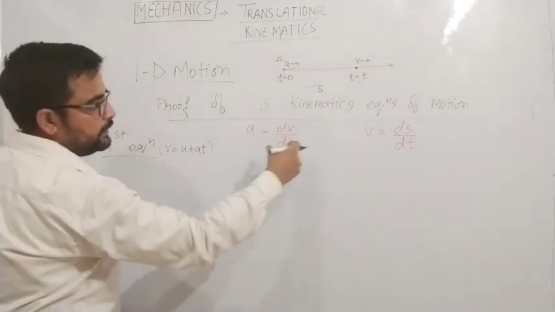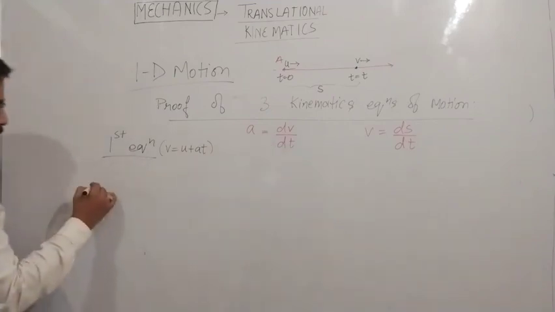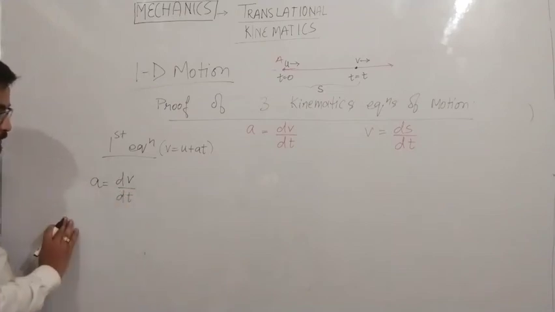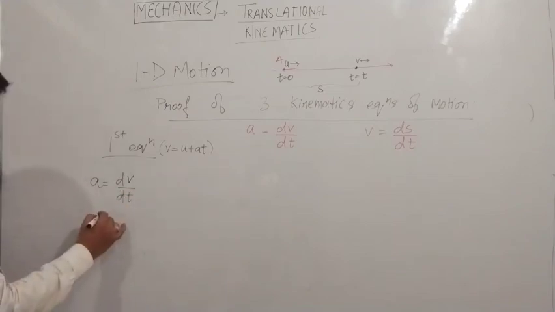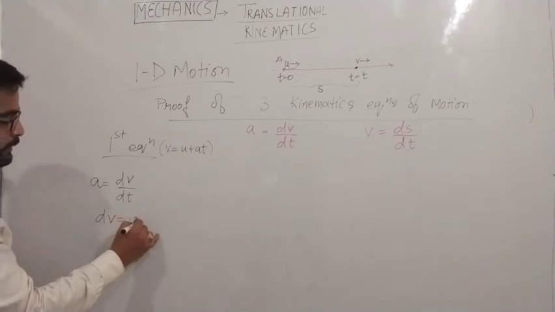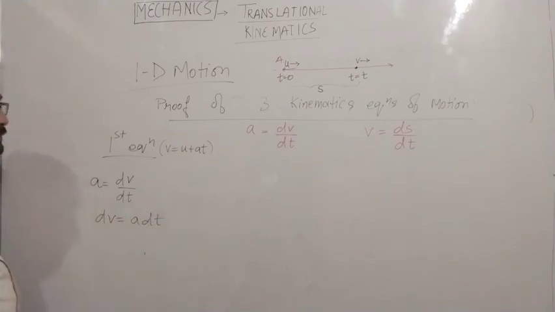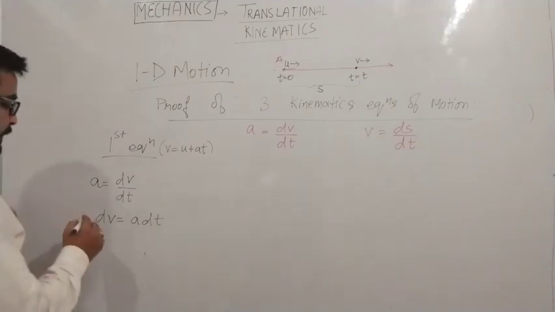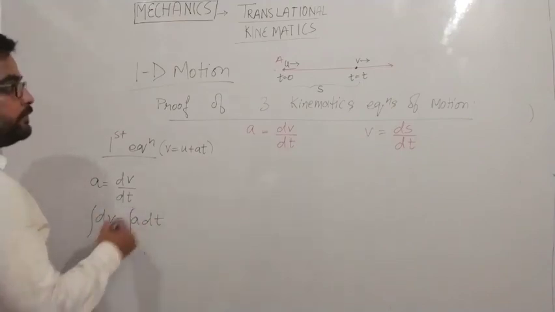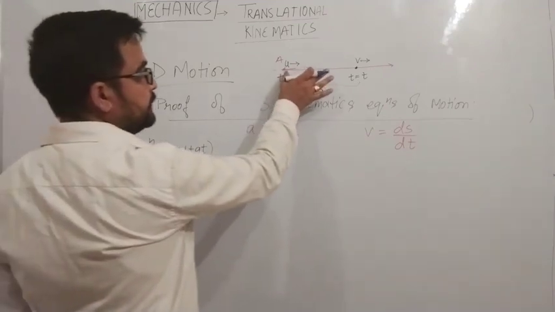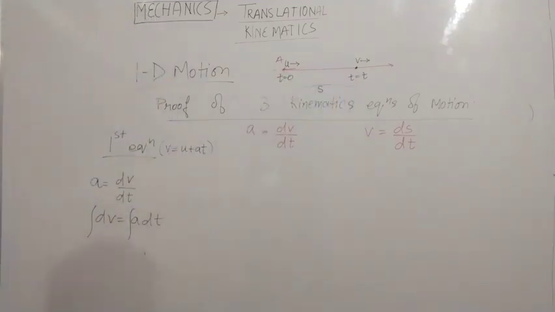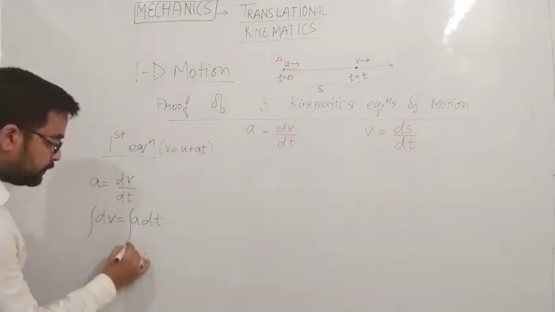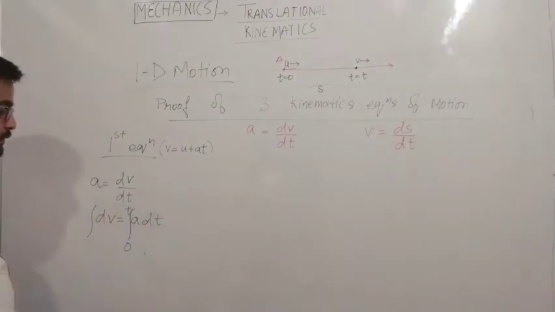So obviously out of these two you will use this one, right? So A is equal to dV by dt, right? Now you can put it dV is equal to A dt, right? Now see, we will integrate this over the period 0 to t. We will integrate both sides over the period 0 to t, that is, t is equal to 0 to t is equal to t.